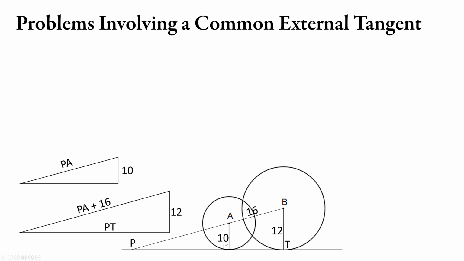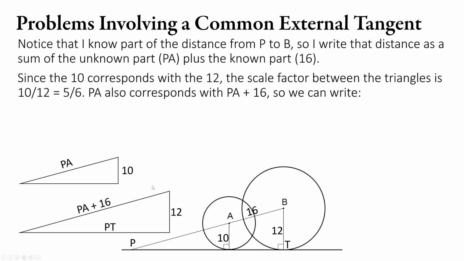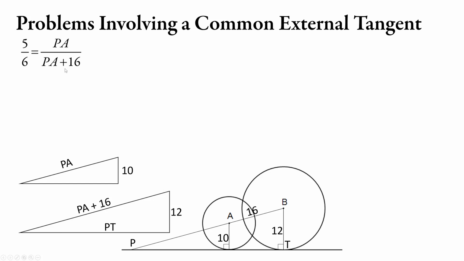The smaller triangle has PA and 10. The larger triangle has PT, which is what we're after, and 12, and then this distance from P to B, which is partially known. We know the 16, and we don't know this part, so I write it as a sum of the unknown PA plus the known 16. Since the 10 corresponds with the 12, the scale factor between these triangles is 10 to 12, which I will reduce to 5 to 6. So the scale factor is 5 to 6. And then PA corresponds with PA plus 16, so I can set up a proportion. 5 over 6 equals PA over PA plus 16.